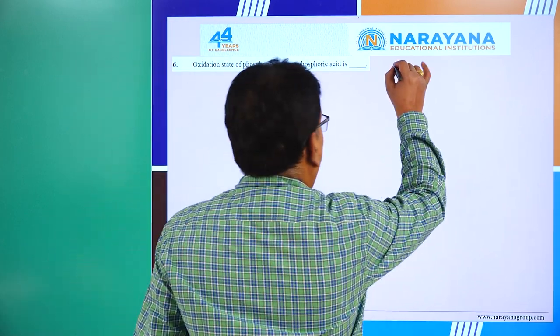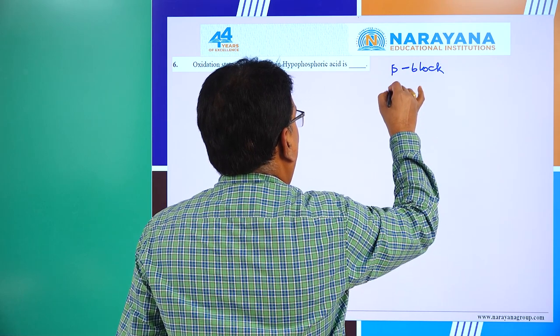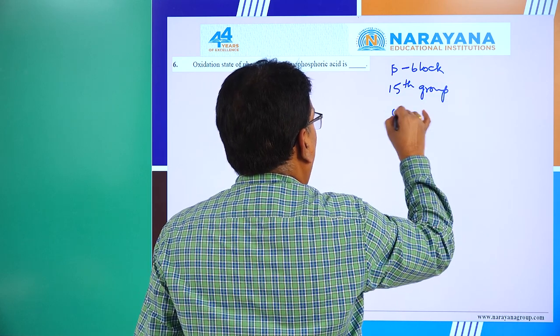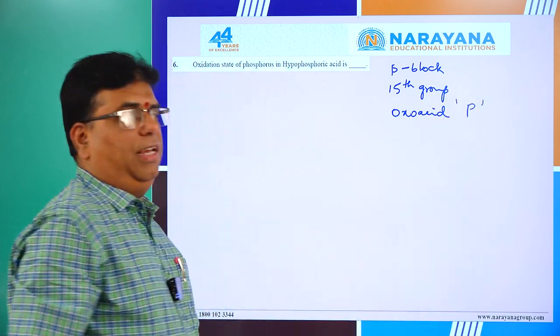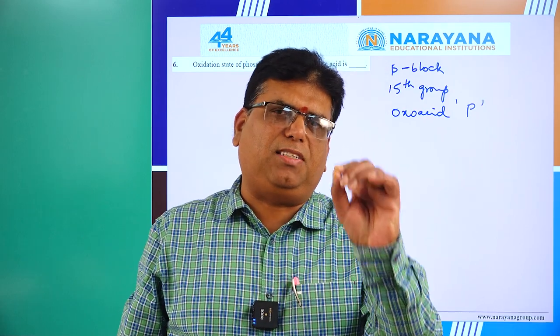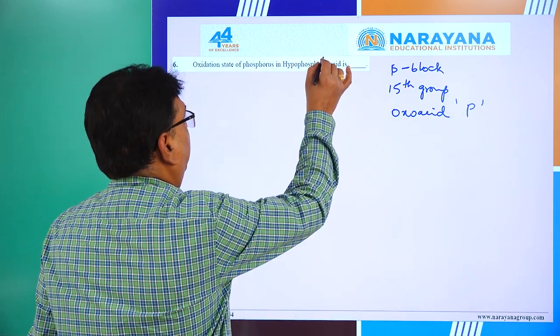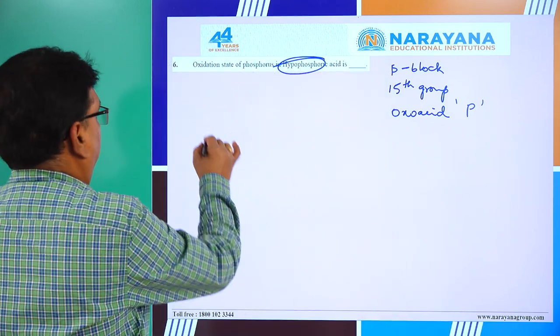Oxidation state of phosphorus in hypophosphoric acid. This is from P block, nitrogen phosphorus, 15th group, oxo acid of phosphorus. Here is one small difficulty in this question, though it is a very simple, basic level question: you need to remember the formula of hypophosphoric acid. What is hypophosphoric acid?